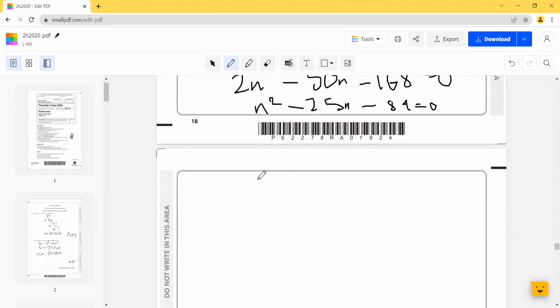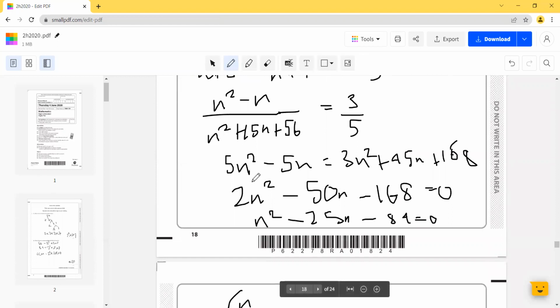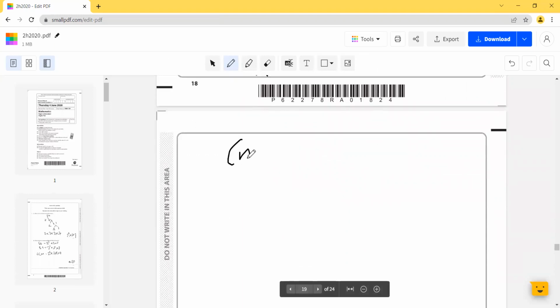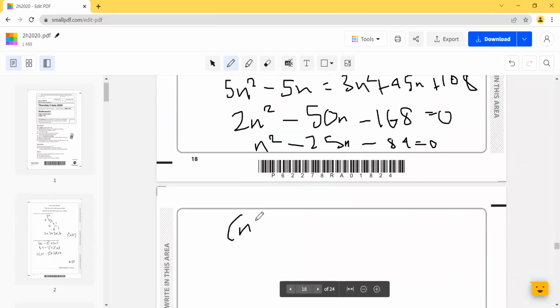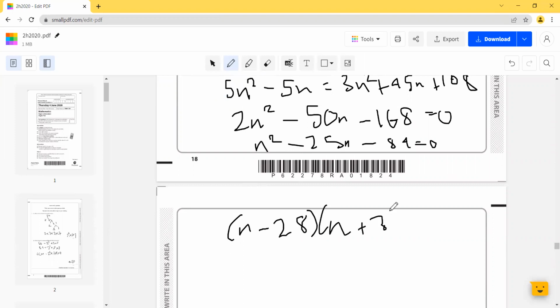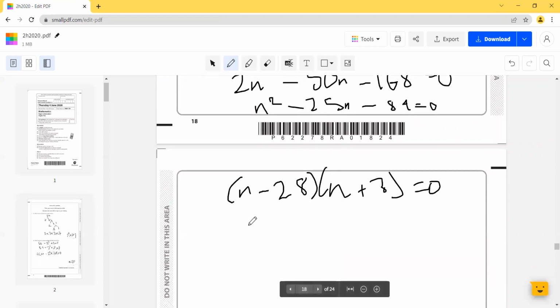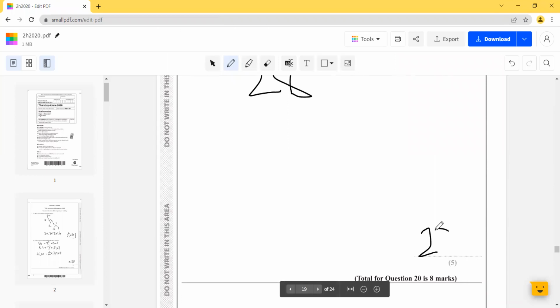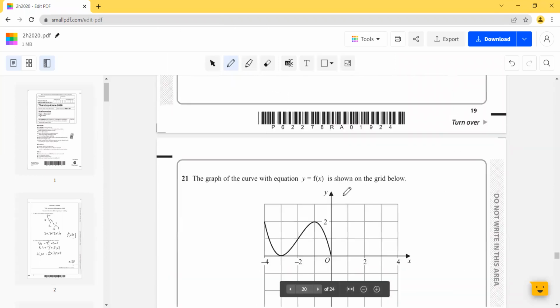And now again, you can use a calculator to actually find the answer after you reach 2n squared minus 50n minus 168 is 0. You can just use a calculator, but I'm just going to factorize it just as practice. So it factorizes to n minus 28 and n plus 3. So 28 is the answer. So that's 28 red. Okay.